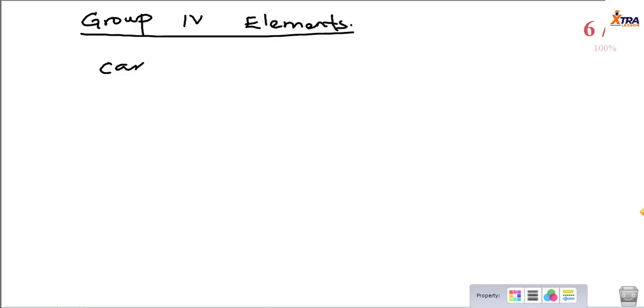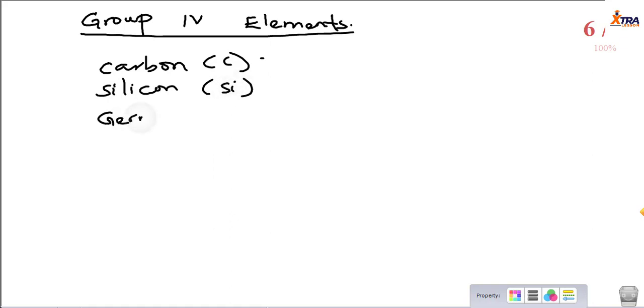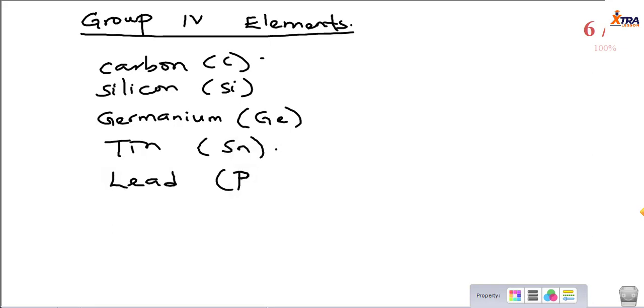What members do we have in group 4 of the periodic table? We have carbon, C. We have silicon, it's a group 4 element. We have germanium, Ge. We have tin, Sn, and lead, Pb. So these are group 4 elements: carbon, silicon, germanium, tin, and lead. All of them have 4 valence electrons, and that's why they are put to that group.